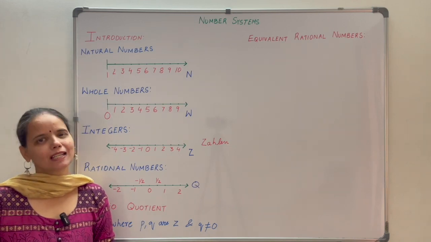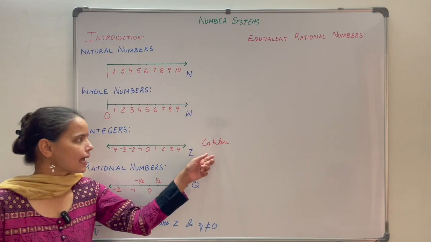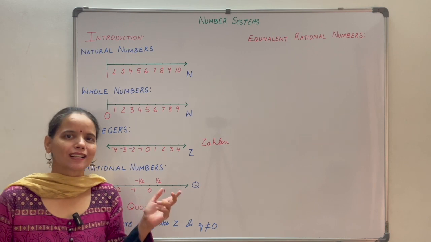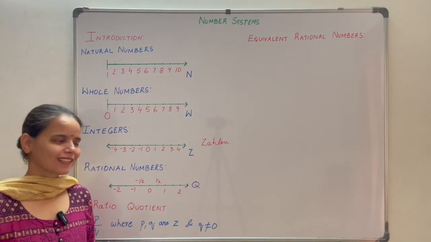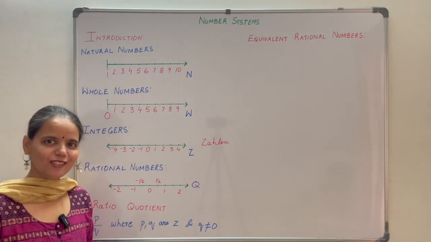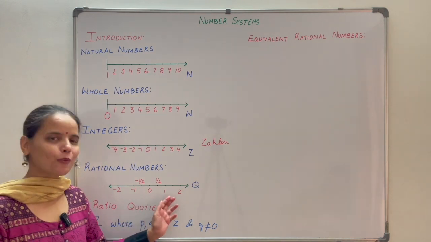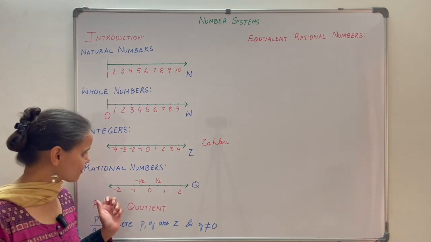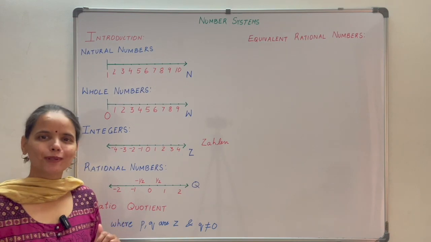Why Z? Because it has come from the German word zählen, which means to count. Rational numbers. This is the number line for rational numbers. It consists of 0, positive numbers and negative numbers. It goes to infinity in both directions.